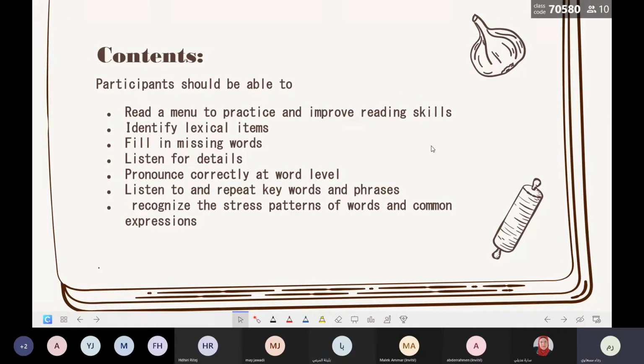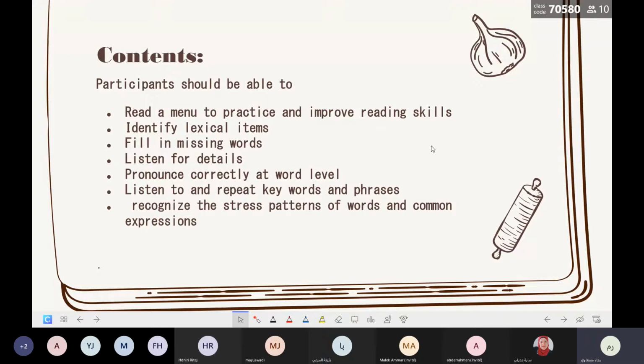And the last ability: you should be able to recognize the stress patterns of words. When I talk about stress, this will be, inshallah, the next session. It will be dedicated to intonation and stress. It means how I say my sentence. There is a difference between saying "I am hungry" with different stress. This is called stress, intonation or pitch. How do I pronounce my sentence? Next time, inshallah, we will focus on that.